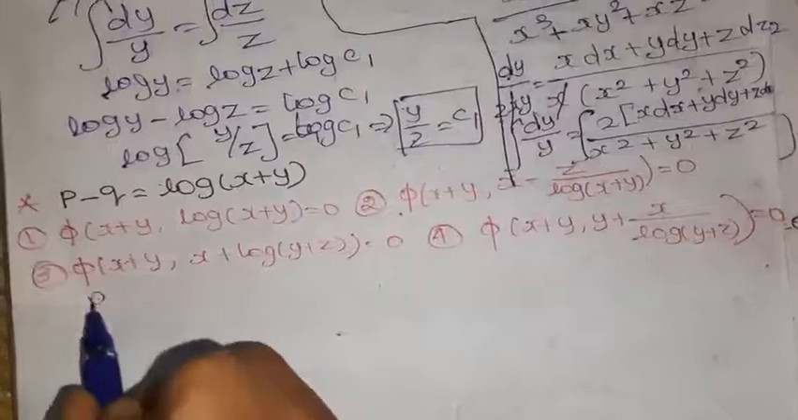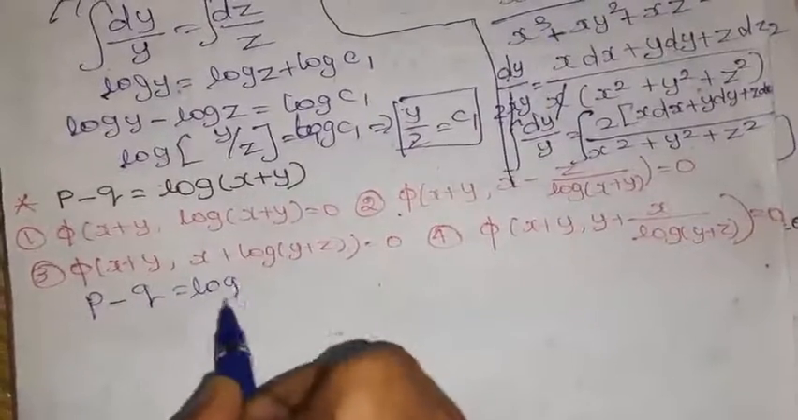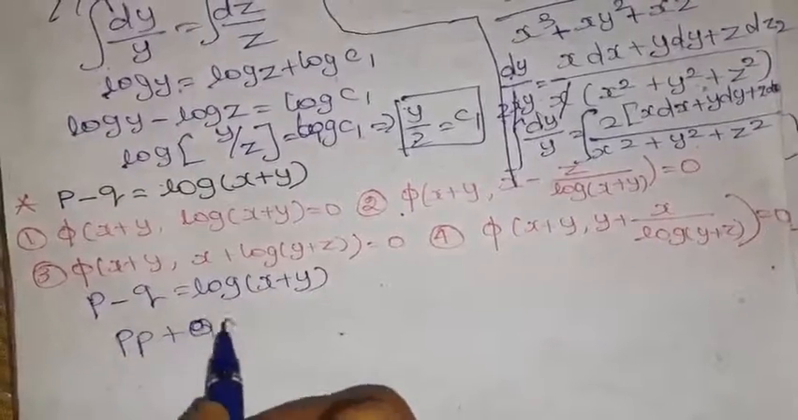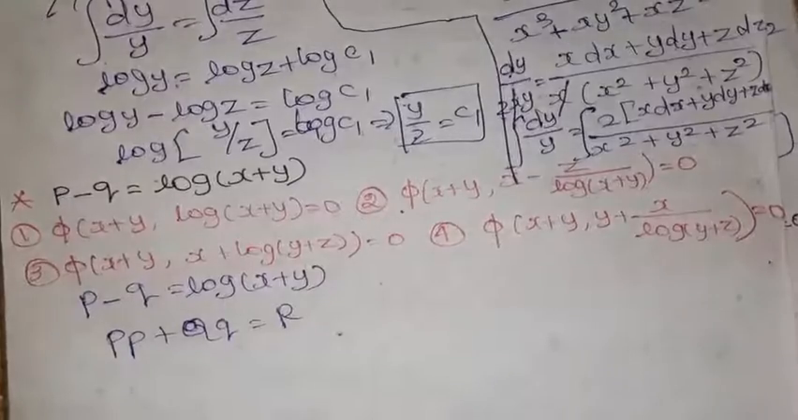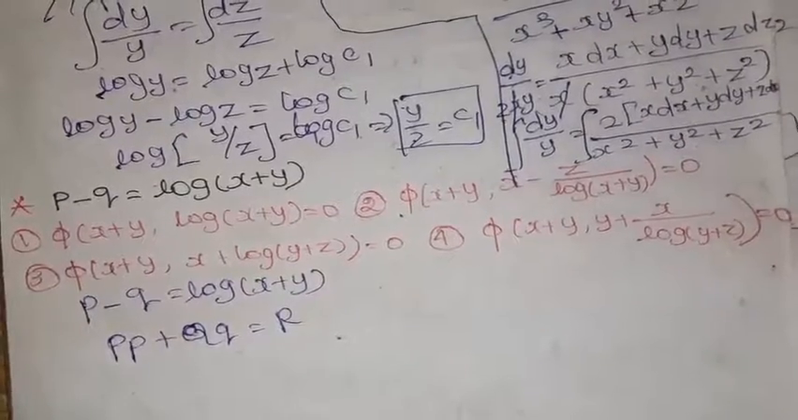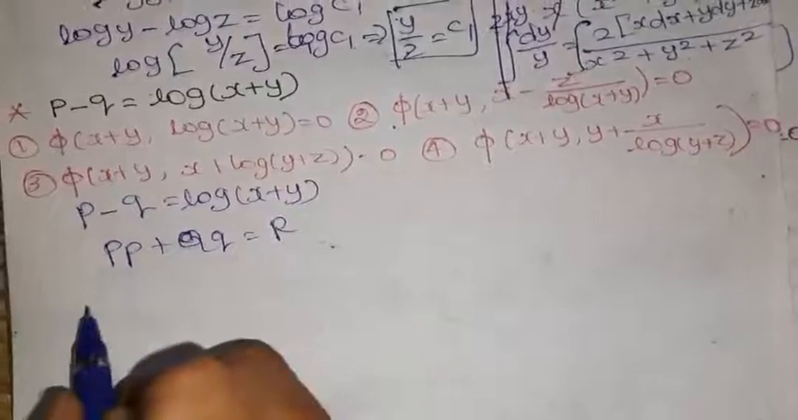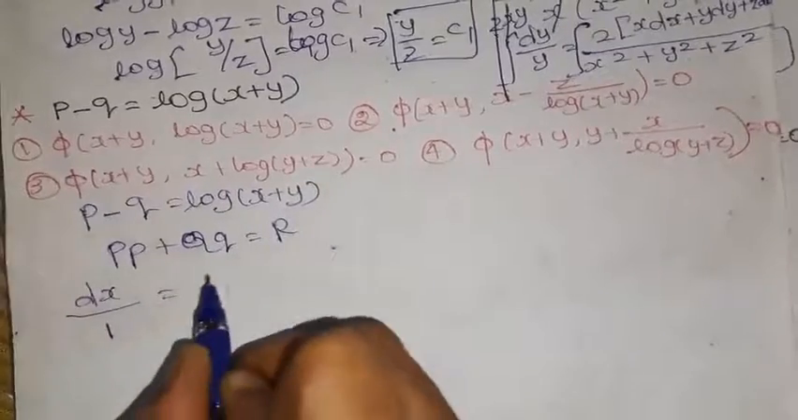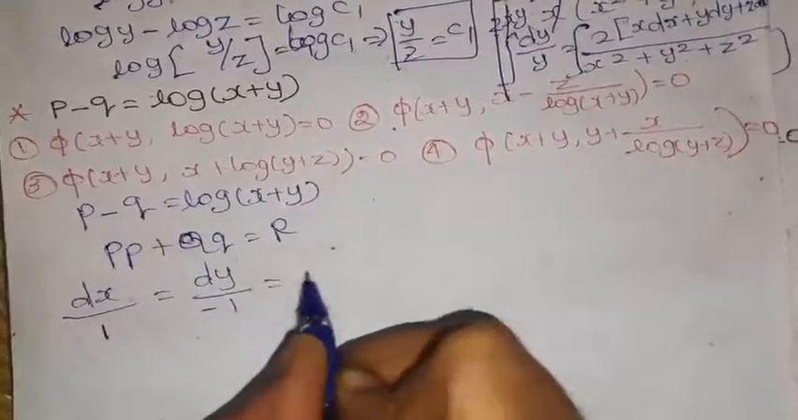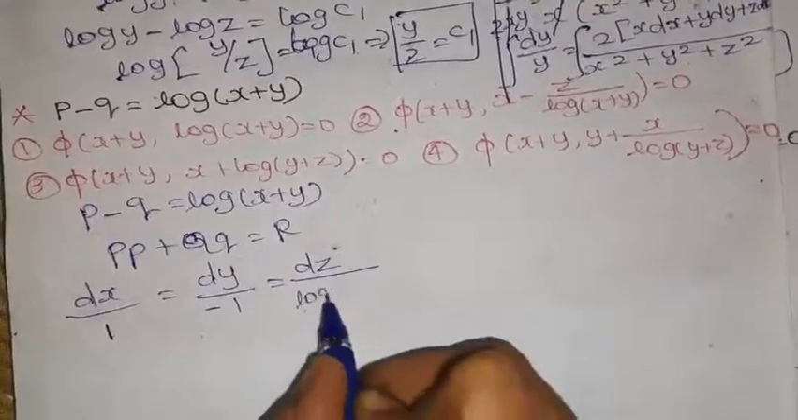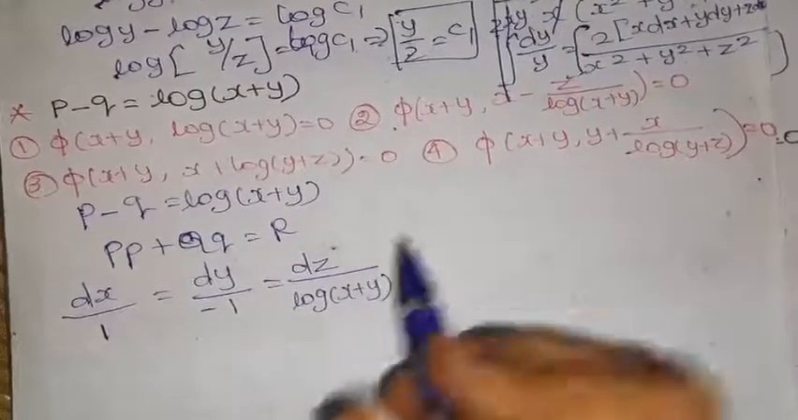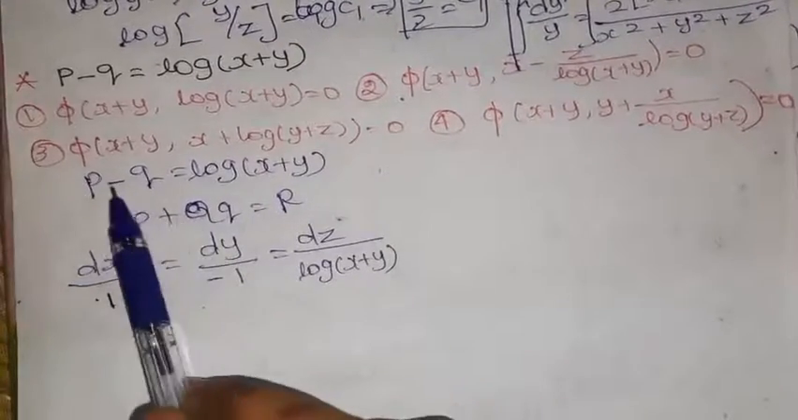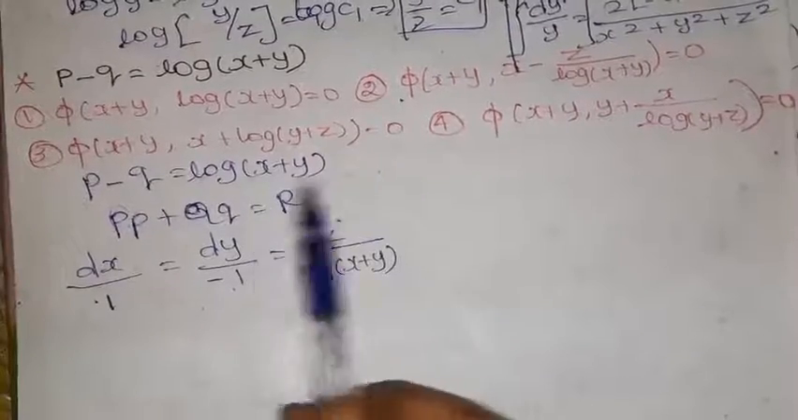p minus q equal to log of x plus y. See, this is of the form Pp plus Qq equal to R, right? Then what is the auxiliary equation? dx by 1 equal to dy by minus 1 equal to dz by log of x plus y. So this is the auxiliary equation. In place of capital P it is 1, in place of capital Q it is minus 1, then dz by R, log of x plus y.